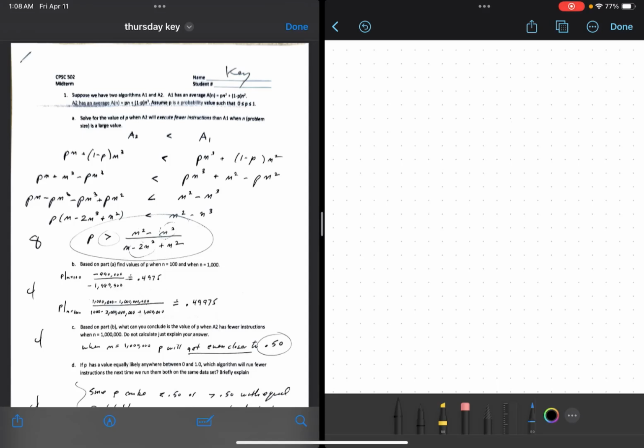Hi everyone, I hope everybody is doing great, and today let's go over the key of the midterm examination for analysis of algorithms for spring 2025. And we have 5 questions, and let's go over them one by one.